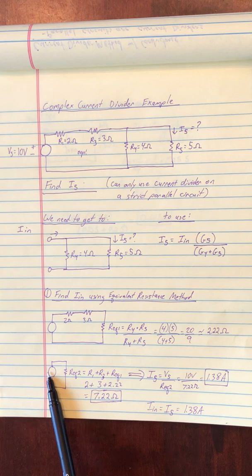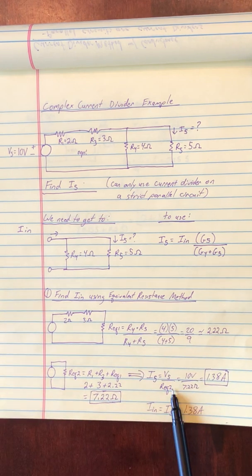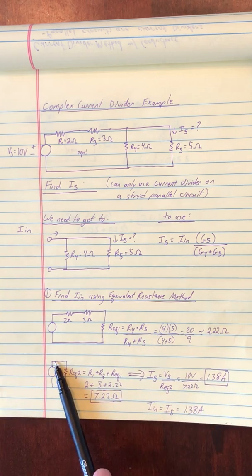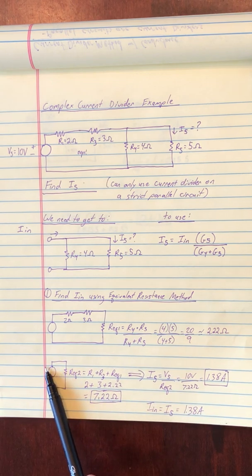And we have our source current. I know that looks like I5, but it's supposed to be IS, and that's VS. So our source voltage divided by our total equivalent resistance gives us a current entering into the circuit of 1.38 amps. So 1.38 amps is entering into the circuit.